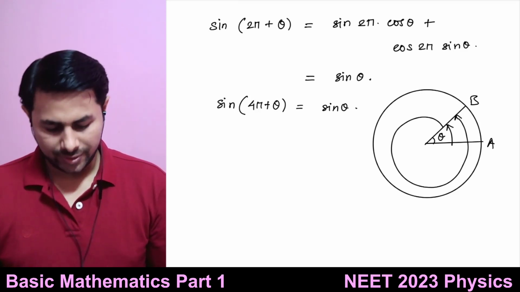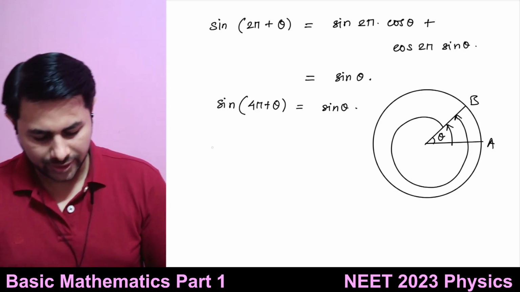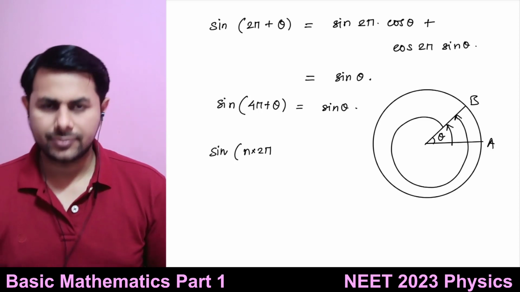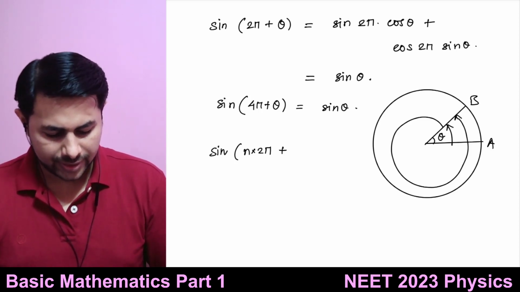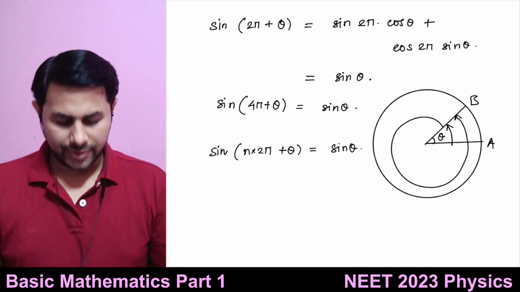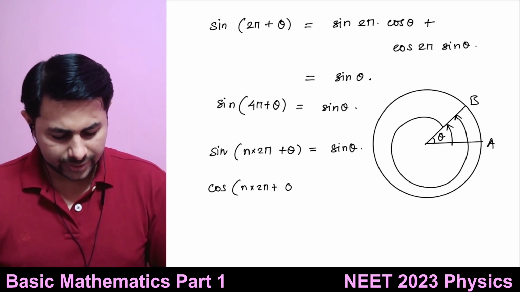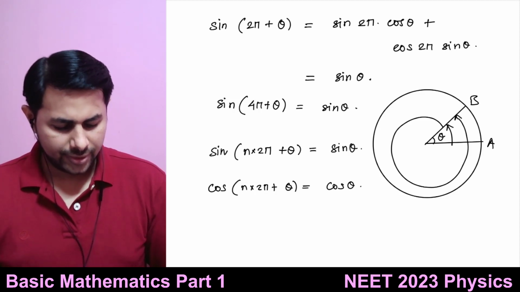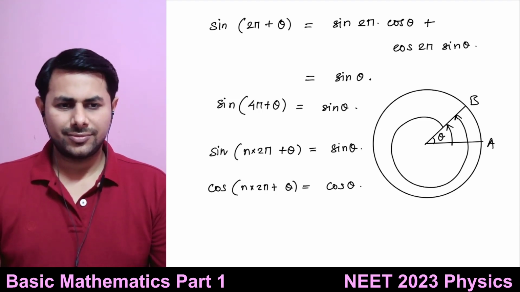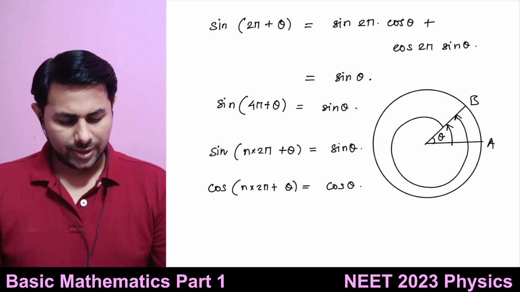Yes, sir. Okay, I can write a general rule. The general rule will be: sine of n times 2 pi plus theta is equal to sine of theta. Similarly, cos of n times 2 pi plus theta is equal to cos of theta. Is this clear? Yes, sir.